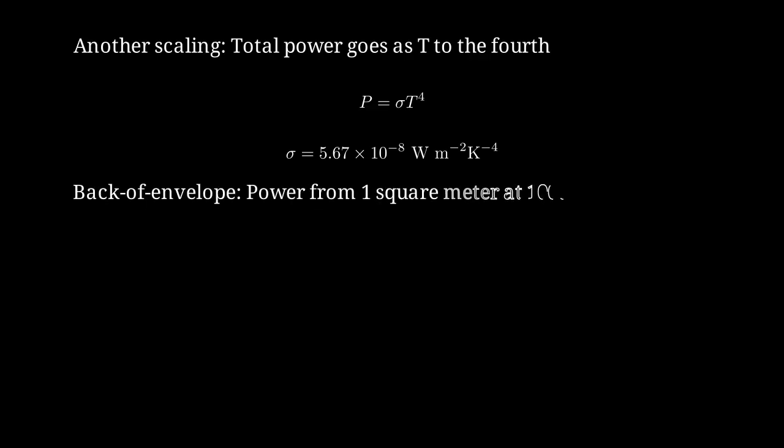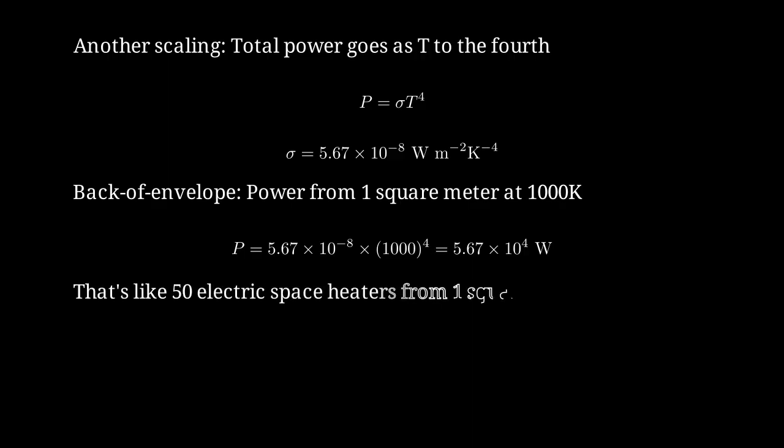Let's do a back-of-the-envelope calculation. How much power does 1 square meter radiate at 1000 Kelvin? P equals 5.67 times 10 to the negative 8 times 1000 to the fourth, which equals 5.67 times 10 to the fourth watts, or about 57 kilowatts. That's like 50 electric space heaters, all running from just 1 square meter. This shows how powerful thermal radiation is.